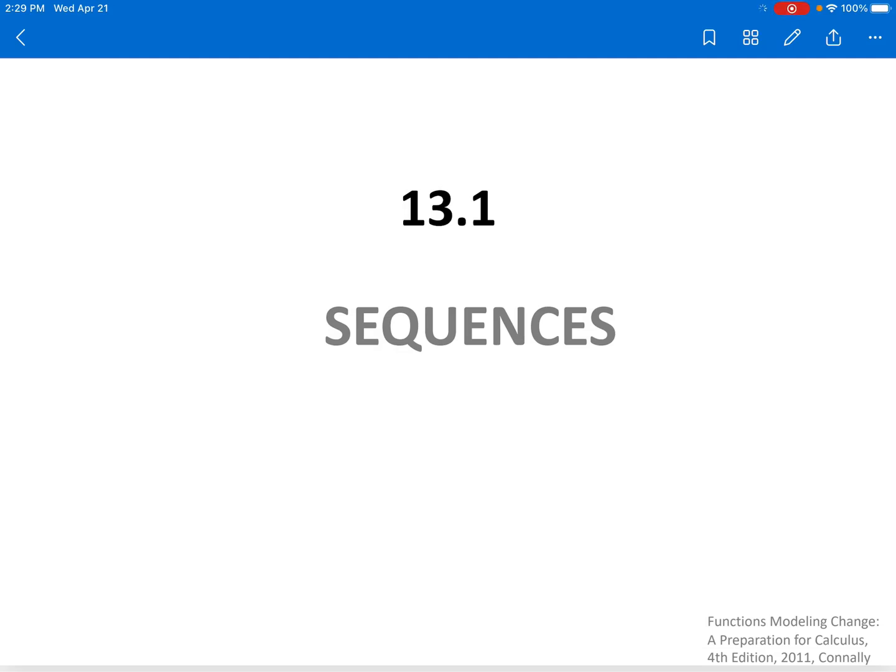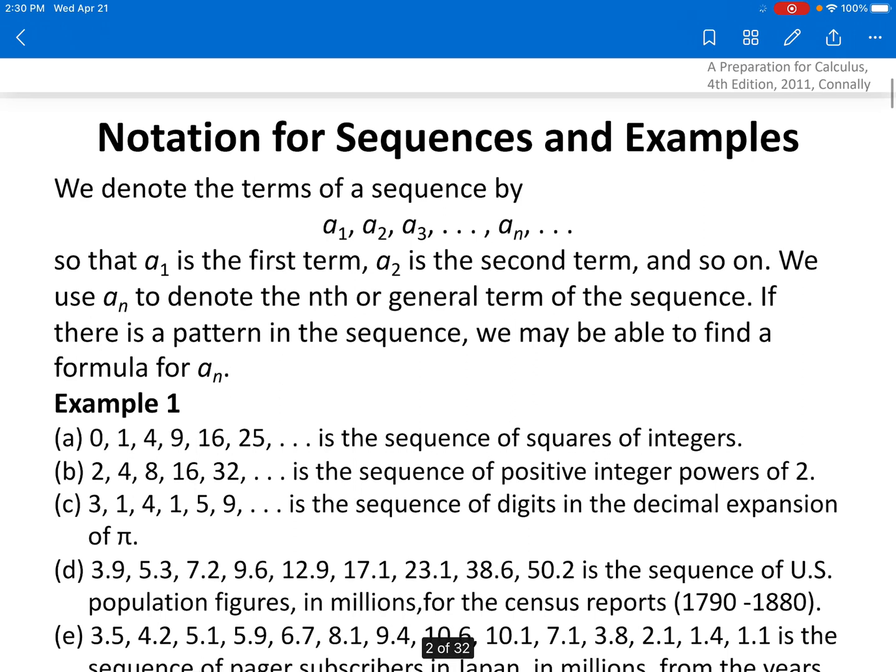All right, if you're watching this video, you're probably trying to get some help with sequences in 13.1, or you're taking the state assessment. At any rate, this is a pretty interesting topic, and 13.1, 13.2, and 13.3 are all on sequences and then series, and there is a difference between the two. So let's first talk about sequences.